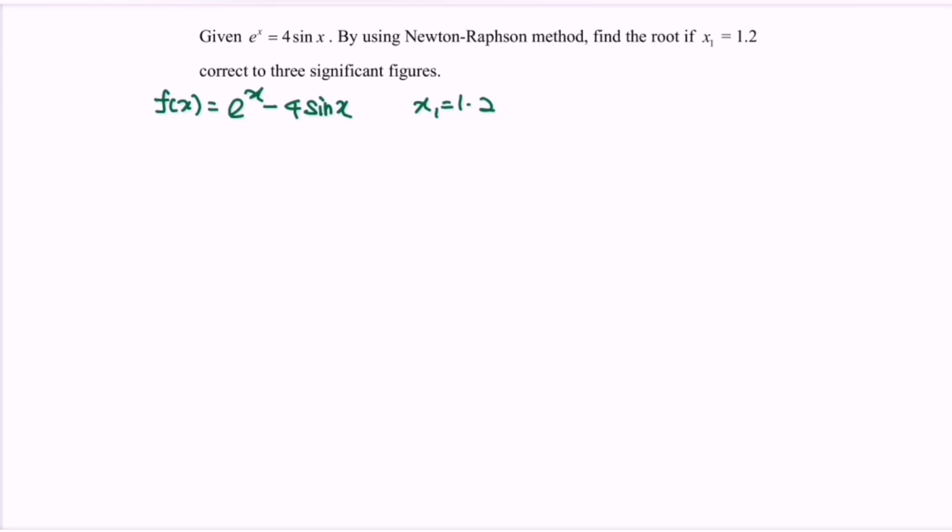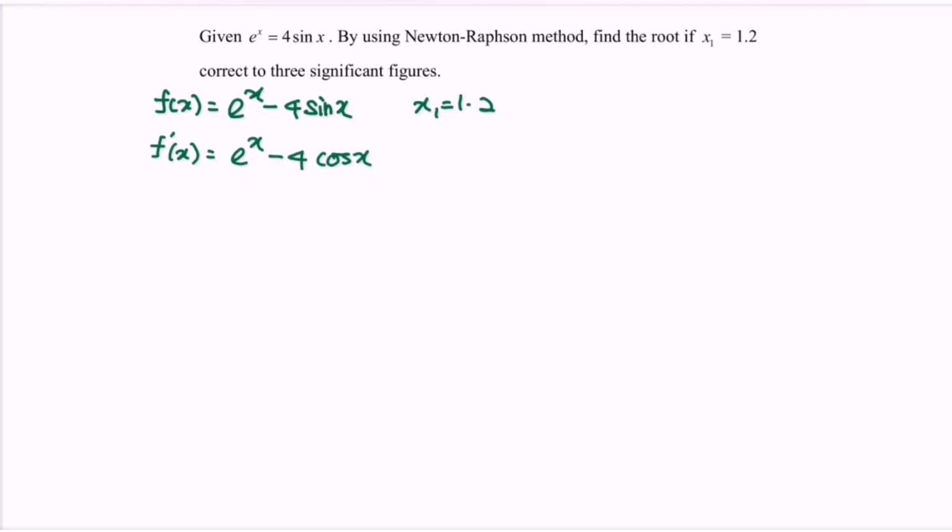So here we have the function f(x). Next is to find the first derivative, where we have f'(x) equals differentiate e^x and we will have e^x, minus 4 differentiate sin x and we will have cos x. So that is the function f(x) and also the first derivative.